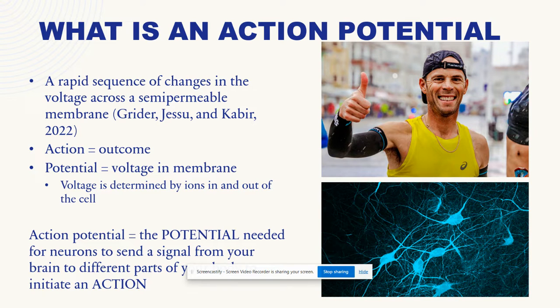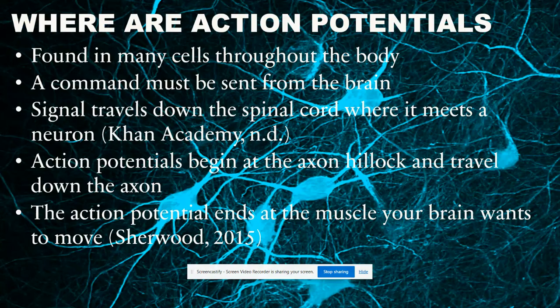So basically, the action potential is the potential needed for your neurons to send a signal from your brain to different parts of your body to complete an action. That action requires potential from your cell. Action potentials are typically talked about in the context of a neuronal cell, but they are needed in other cells throughout your body. Your endocrine cells are sometimes used.